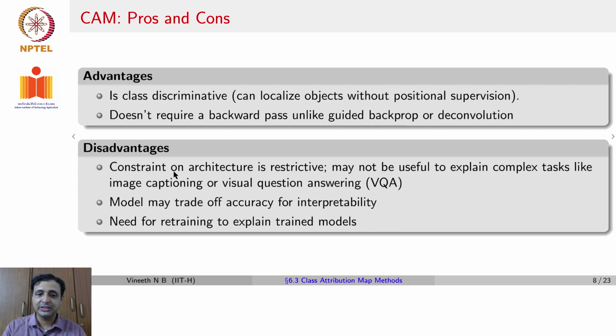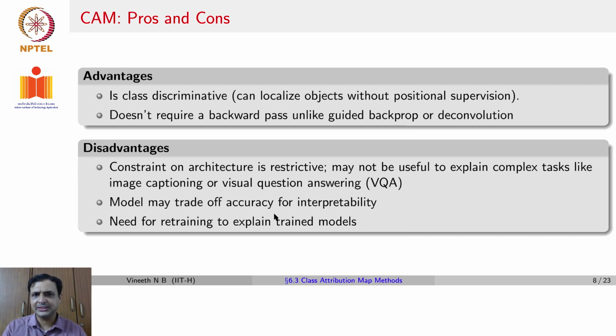And we are imposing a constraint on architecture by saying that you will have to introduce a global average pooling layer to be able to explain your model, and that may cause problems when you want to generalize to many vision tasks using this kind of a method. And there is a chance that the model may trade off accuracy for interpretability. So to get a better interpretability, it may end up achieving lower accuracy if you used the gap model and the corresponding weights itself for classification.